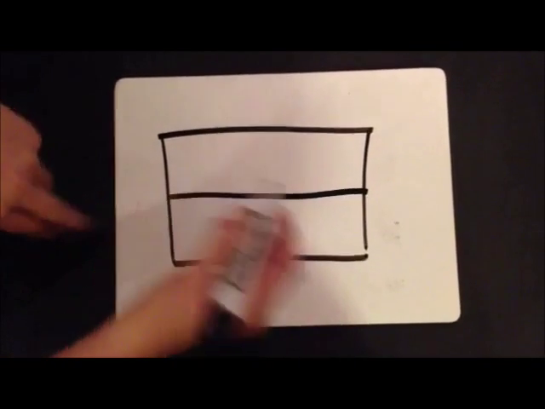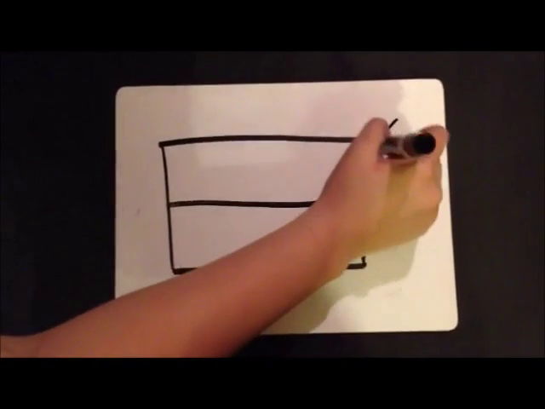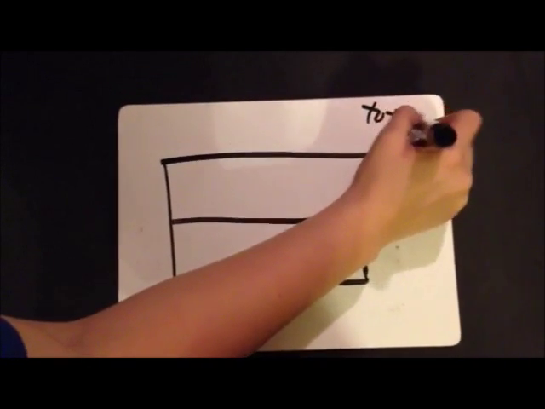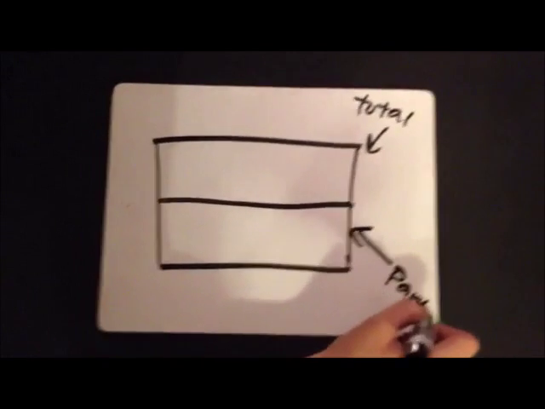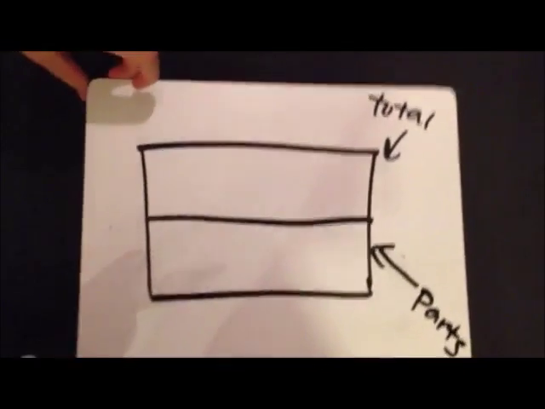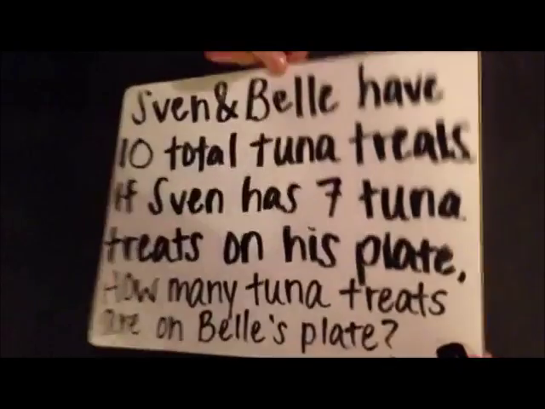The bar model is split into two parts. It has our total up at the top and what we use for our parts at the bottom. This allows students to realize that big numbers are made up of smaller numbers, and they can decompose the numbers into two separate parts or even more.